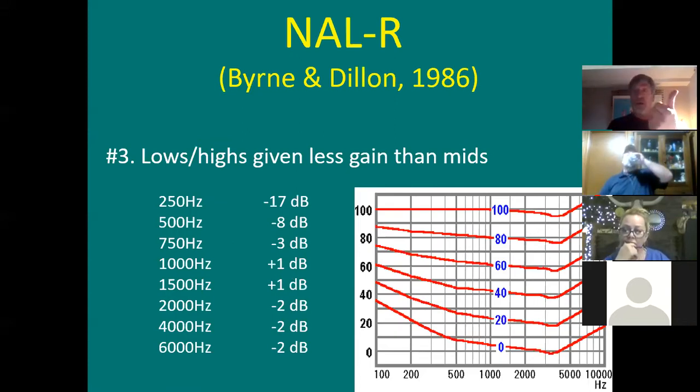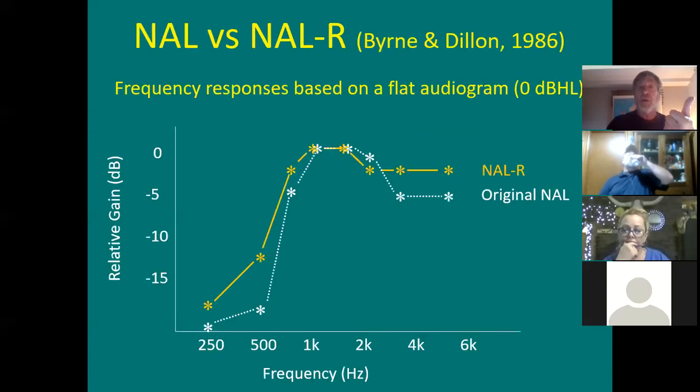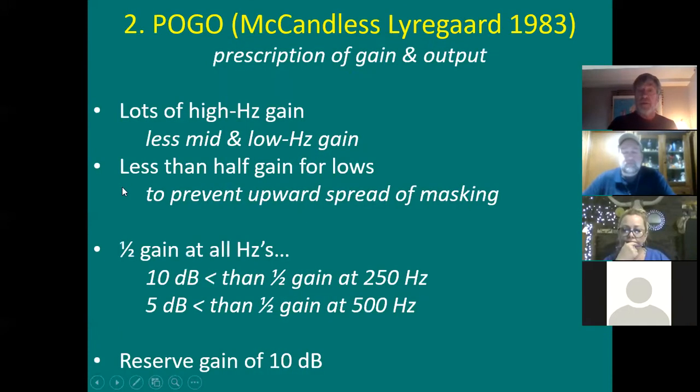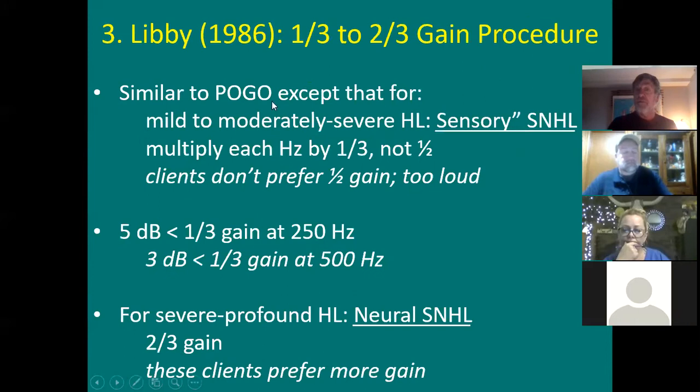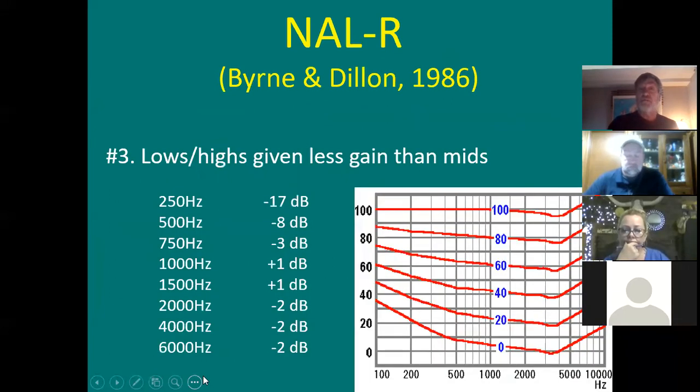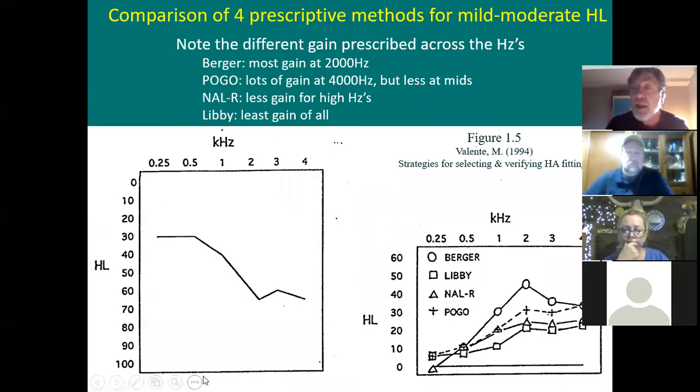That's how they came up with their targets. So you've got Berger with its particular method of coming up with targets, doing this. You've got POGO doing this. You've got Libby doing this. And you've got NAL doing this. So now let's compare. Let's look at how these 4 methods compare to each other.